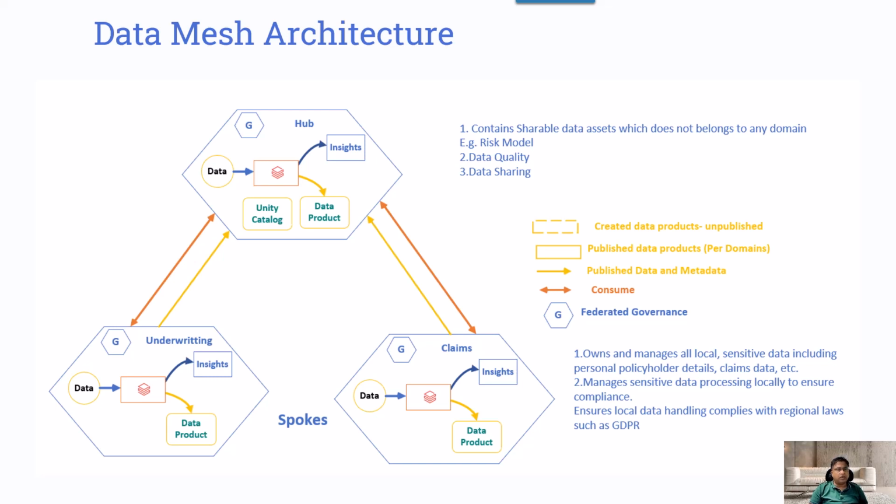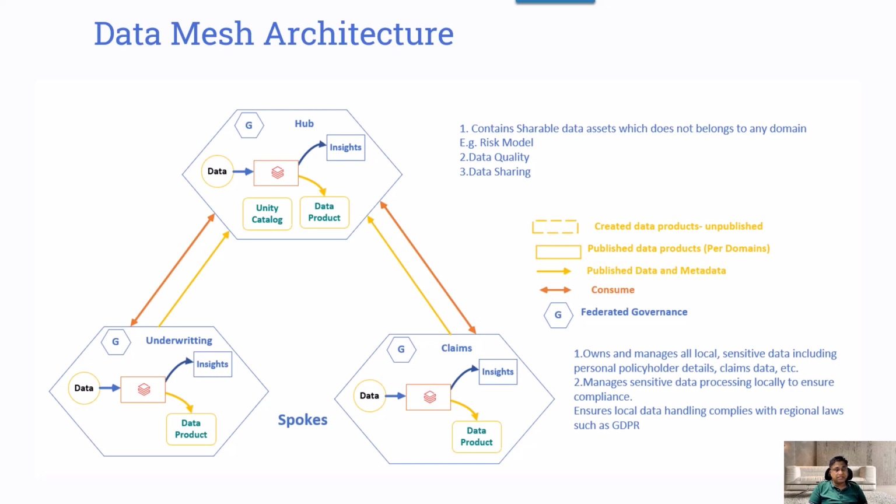First, we have created a hub where we put all the shareable data sets which do not belong to any particular data domain, for example risk modeling, data quality, and data sharing, because these are the central shareable themes. These are the things which we kept at the hub, and at the spoke level we have kept specific data sets and specific functionality, which own and manage all local sensitive data, including personal policyholder claim data. For example, a particular claim product will have claim specific functionality. As a data product, it will have the insights and all the data related to claims. And the claim specific data is very sensitive, so this particular spoke will own those data sets.